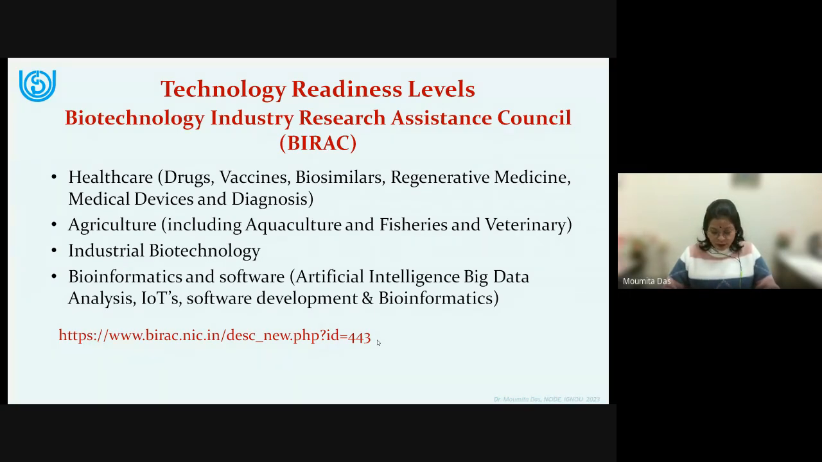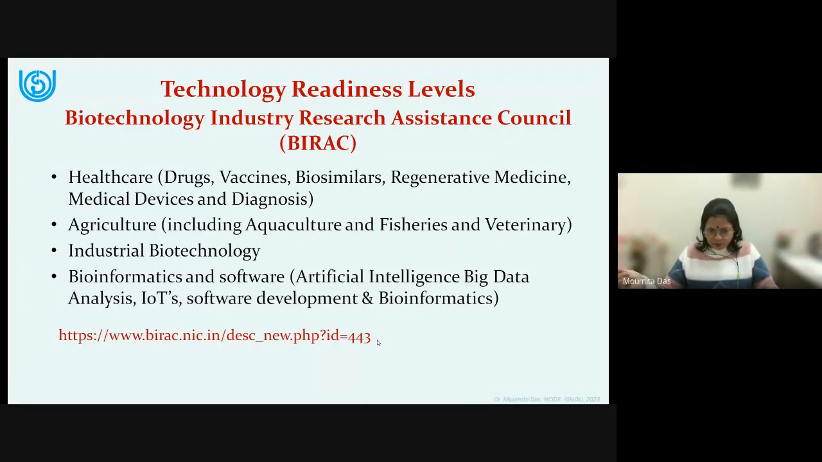And also the MIC, the Ministry of Education Innovation Cell, they have not just given TRL for science and engineering, but also for software and medical sciences. So you can go through all these resources. We can give you the links in the chat box also. I will have a look at it.